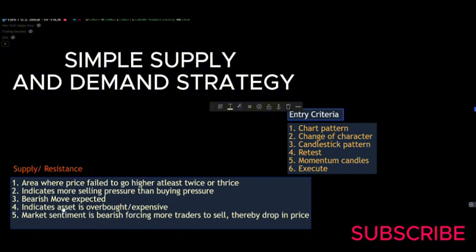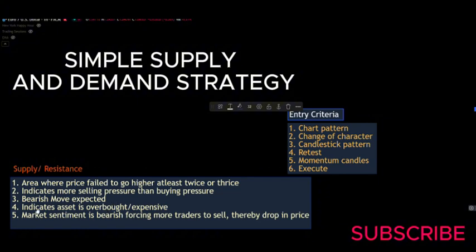The resistance zone also indicates more selling pressure than buying pressure. And I'm going to show you how that is on the chart here. Just watch the screen and see how that is demonstrated or illustrated for you to understand, especially for those who are new in the Forex market. If you're a newbie, this lesson is for you.